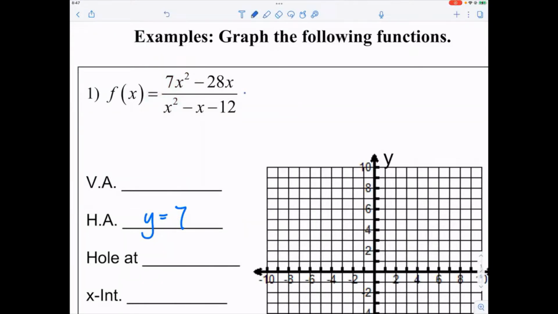Now, it's also very important that you have this instinct, your sensitivity to factor. If not, a lot of information will be difficult to find out. So for the numerator, you will factor this one. You will take out the 7x since they both have 7 and x inside. And then for the denominator, you will have x minus 4 and x plus 3.